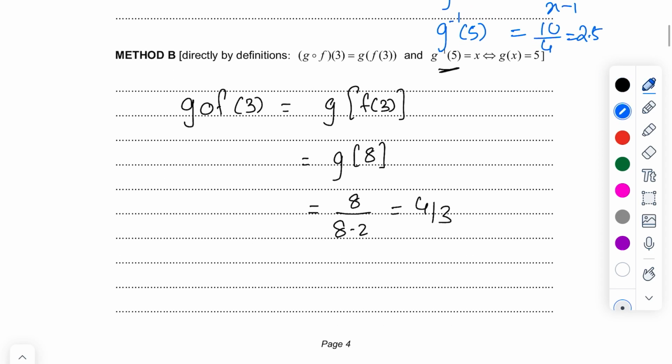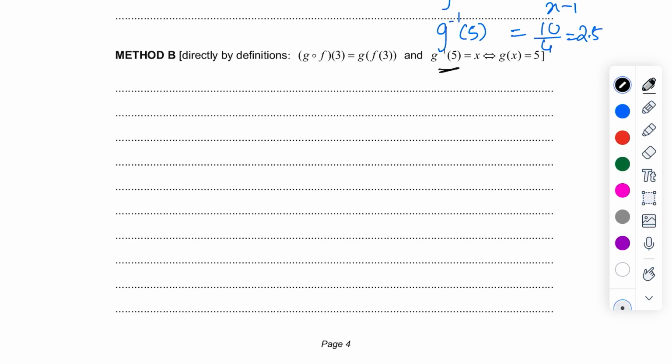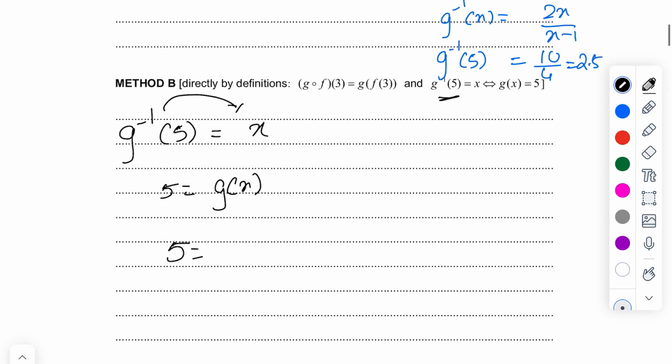So how should I use that? See carefully. The question being asked is g inverse of 5 equals how much? Let it be equal to x. When I move g inverse to this side, 5 equals g of x. When do I get 5 in the g table? What is g of x? g of x is x upon x minus 2.